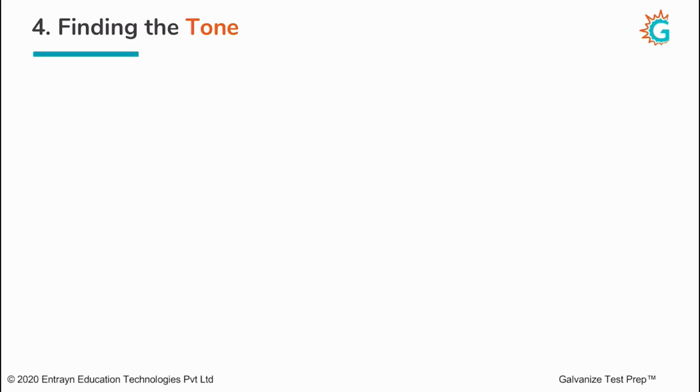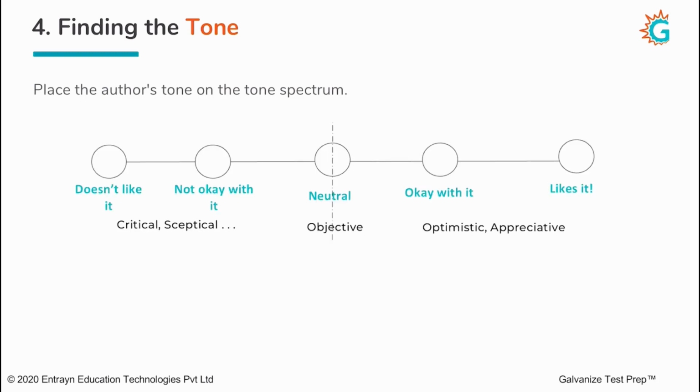Now let's also find the tone of the author. Remember, this is one of the important steps when we skim a passage. Now, do you recall the spectrum of the tone? So we've earlier seen that the spectrum of an author's tone can vary from doesn't like it one bit, not okay with it, kind of critical and skeptical, neutral, okay, and likes it so much. Of course, these last two hardly appear on academic passages. So typically your author's tone is going to be one of these three.